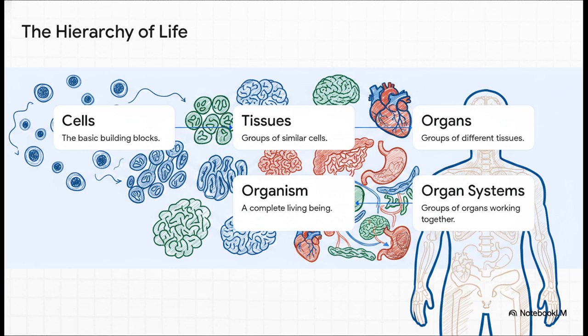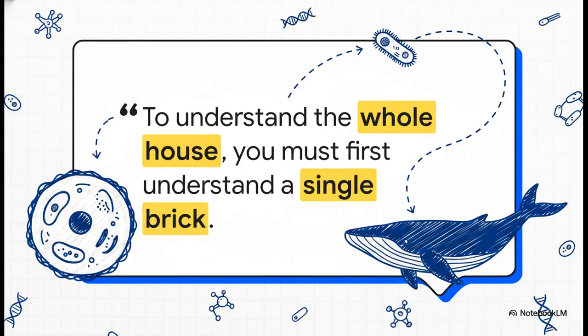When a bunch of similar cells get together to do the same job, they form tissues, like your muscle tissue or nerve tissue. Then, different tissues team up to build organs, like your heart or your brain. Those organs don't work alone. They form organ systems, like your circulatory system or your nervous system. And finally, when you put all those systems together, boom, you get a complete living organism. You get you.